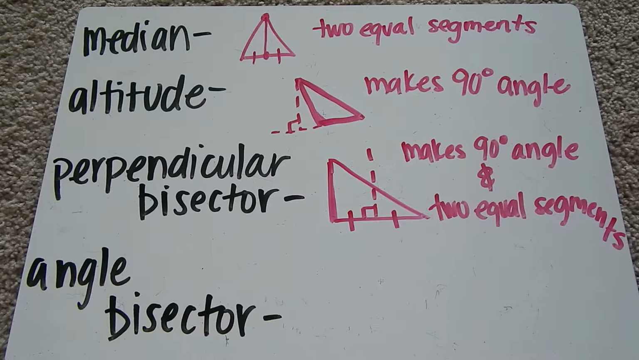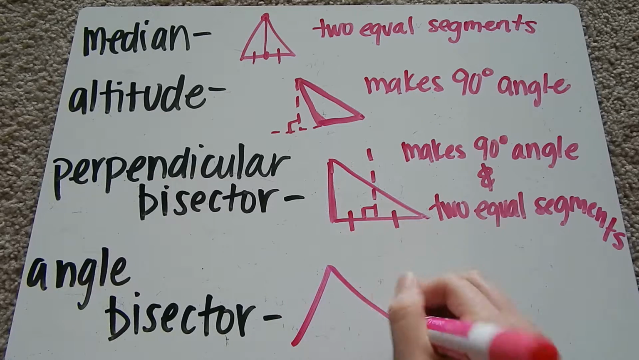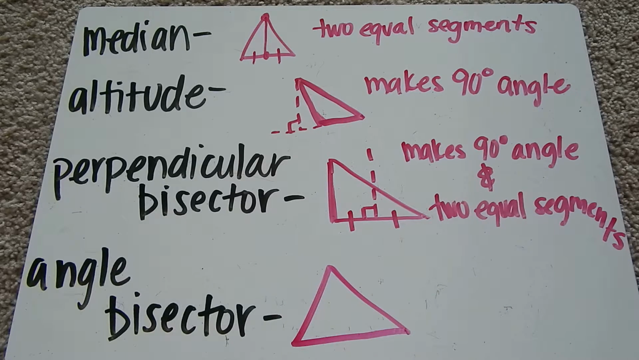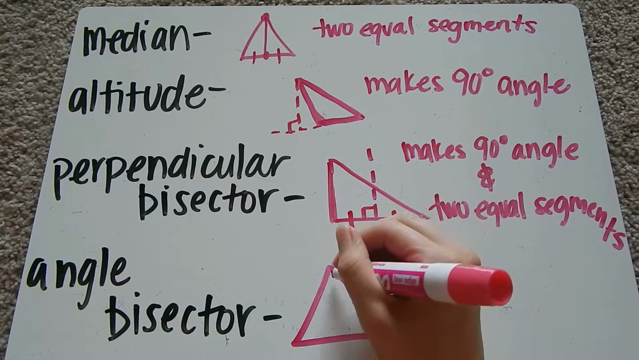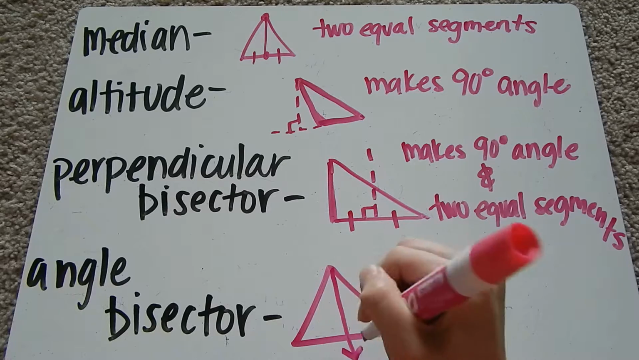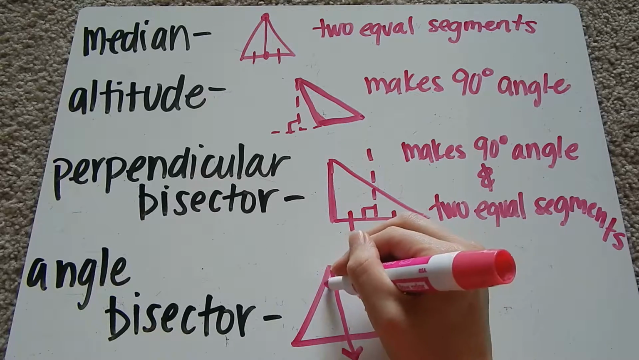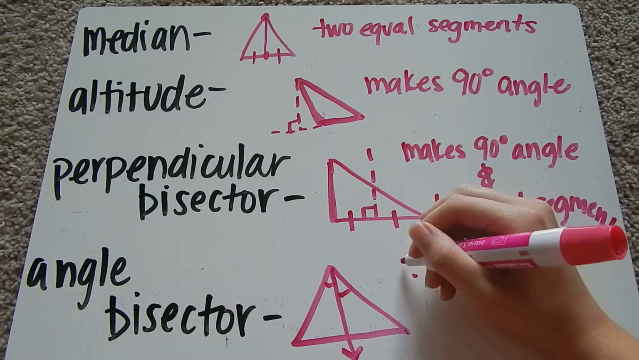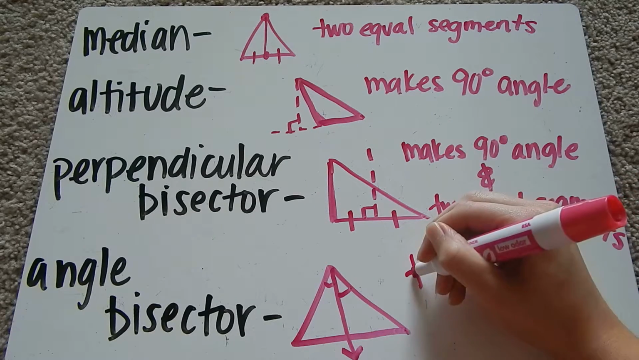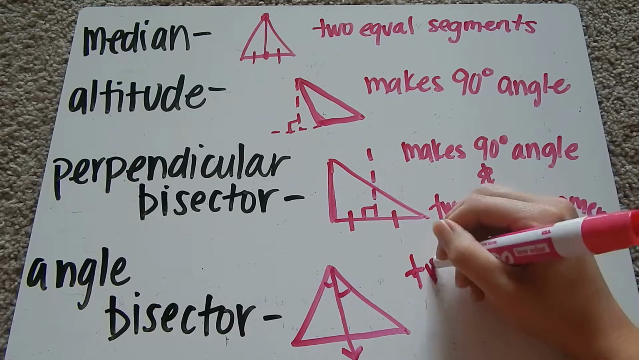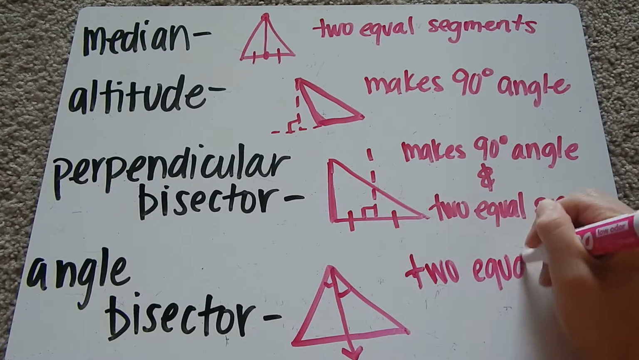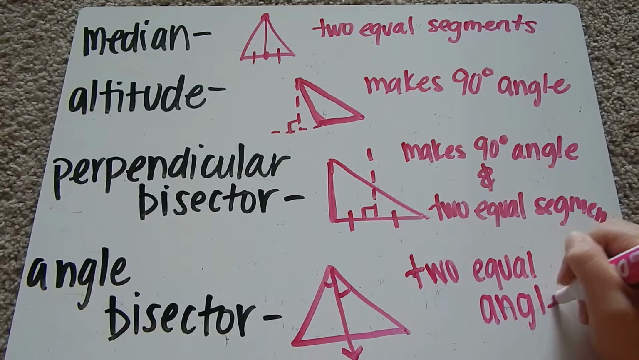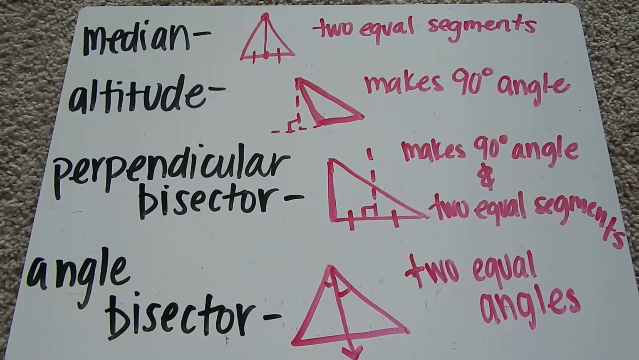Then we have an angle bisector. So if I were to draw a triangle, an angle bisector is a ray that divides an angle into two equal parts. So if I use this vertex and split it into two equal parts with a ray, these two angles are going to be equal. Remember, bisector means to split in two, so we're going to have two equal angles. Keep those in mind as we move on to the example problems.